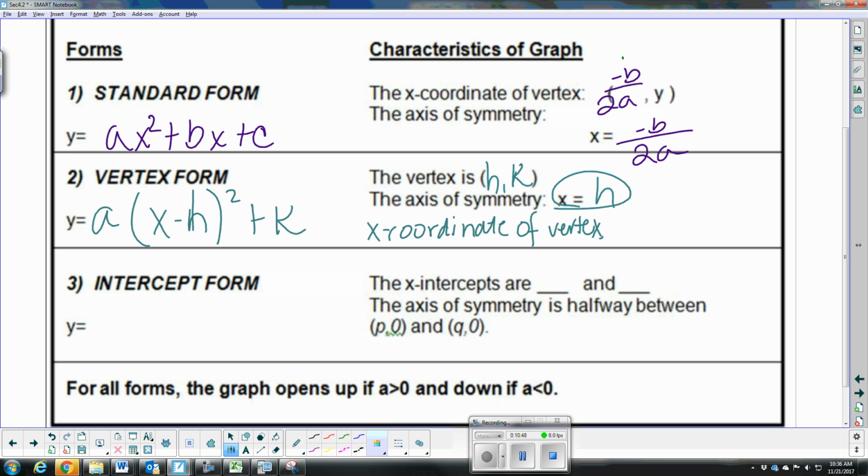And then lastly, our intercept form. That's y equals a times x minus p times x minus q. And the x-intercepts are p and q. And the axis of symmetry is halfway between p, 0 and q, 0. So that's p plus q divided by 2.